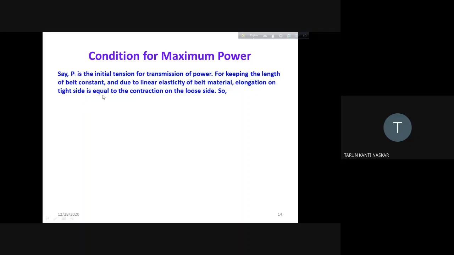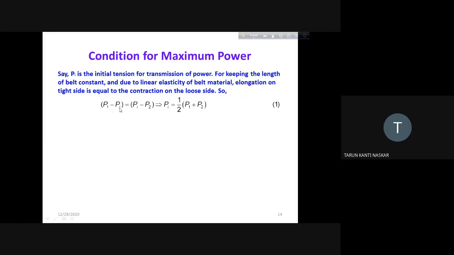For keeping the length of the belt constant, considering the linear elasticity coefficient, the elongation on the tight side is equal to the contraction on the loose side. On the tight side it is being pulled, and on the slack side it is being pushed. So on the tight side it will be elongated, and on the slack side it will be contracted. Assuming that the length of the belt remains constant, the elongation of the tight side and the contraction on the loose side should be equal. So this will be the equation.